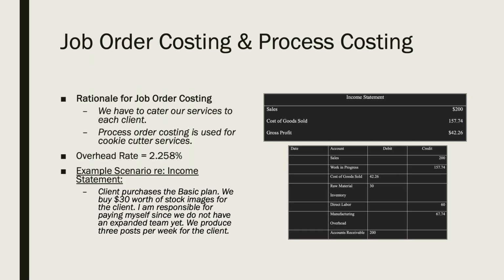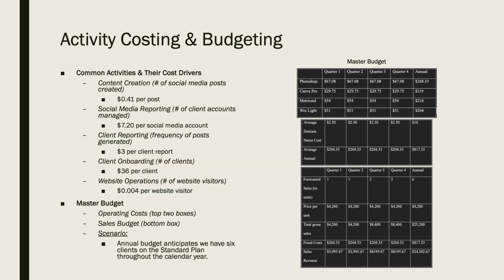This section, job order costing and process costing. Pretty much for this, I decided for the business that we would use job order costing because we have to cater our services to each individual client, and process order costing is used more for cookie cutter services. Our overhead rate is 2.258%, and down at the bottom, there's an example scenario that kind of reflects the numbers of the income statement, where we got those from, and we have some of our numbers right here. We made $42 in gross profit in this scenario.